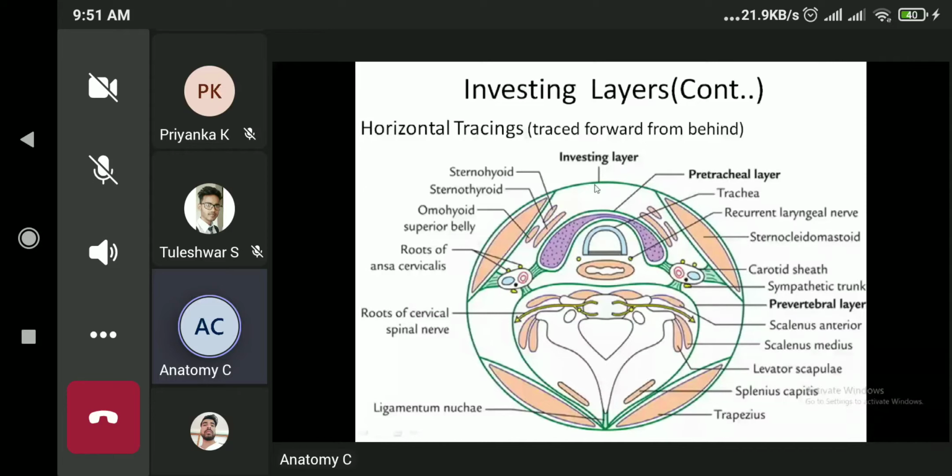Once again, to trace it horizontally from behind forward: firstly, it is attached to the ligamentum nuchae. Then it splits to enclose the trapezius muscle. It reunites to form the roof of the posterior triangle. Again, it splits to enclose the sternocleidomastoid, reunites to form the roof of the anterior triangle, and gets continuous with its opposite side. This is about the horizontal tracing of the investing layer.